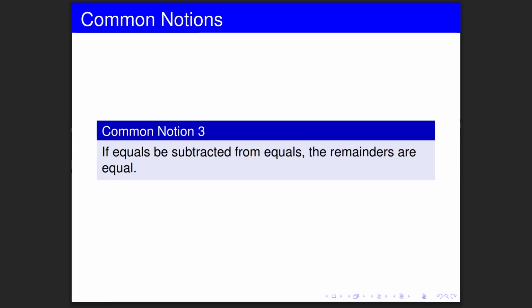Common notion 3, if equals be subtracted from equals, then the remainders are equal. So similar to common notion 2, this one is saying that if A equals B, then we have A minus C is equal to B minus C for any C.